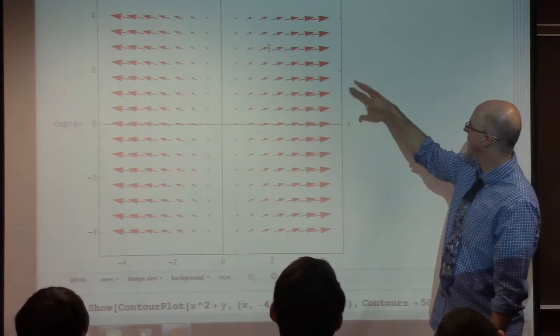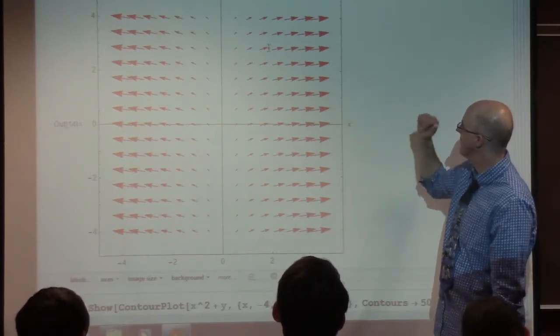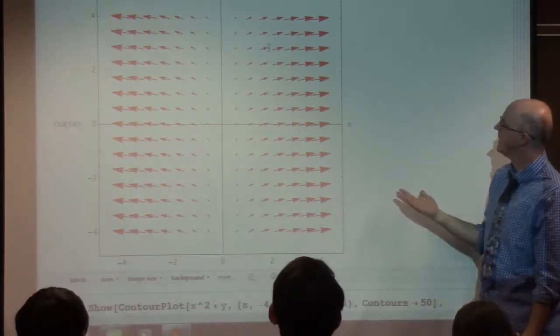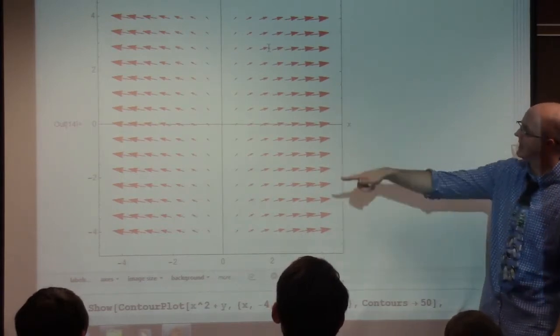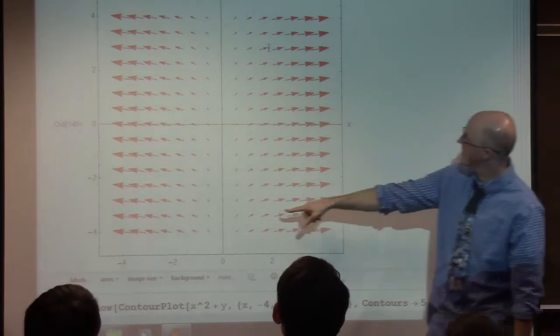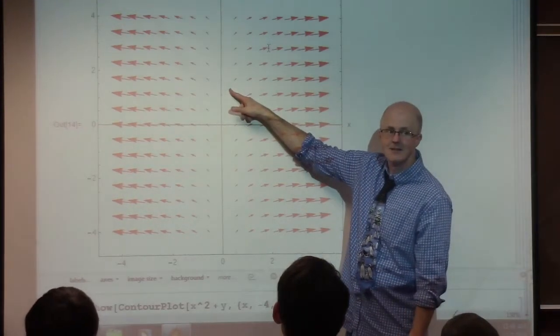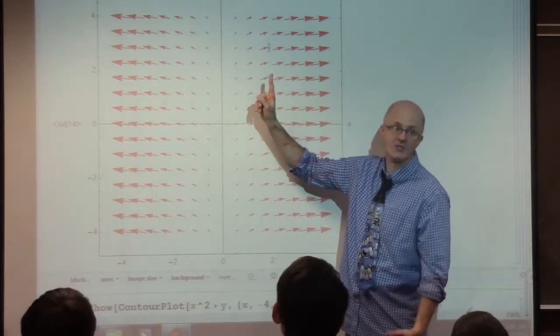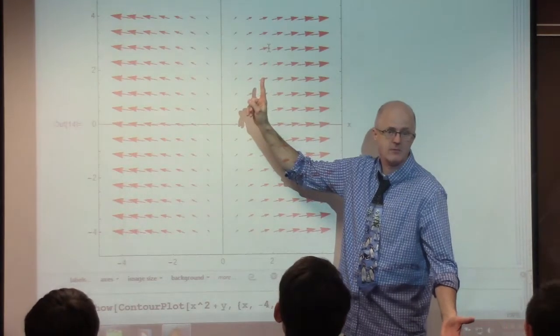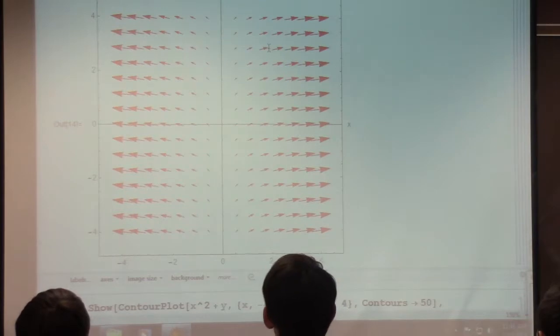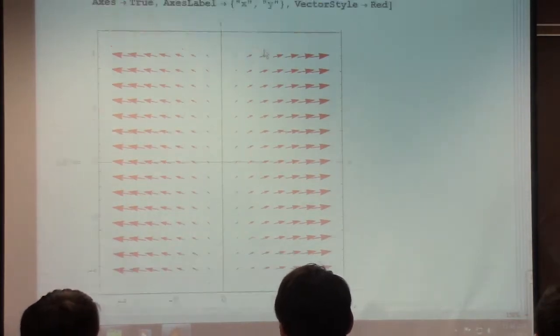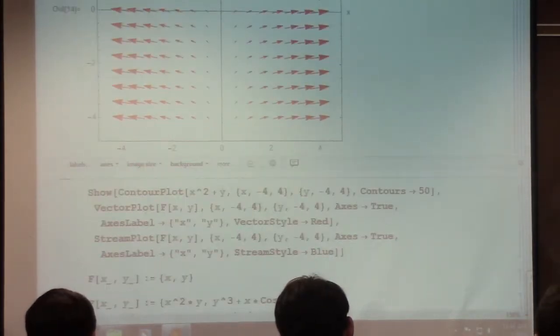But again, ultimately, the vertical displacement of all these vectors is constant. It's always 1. It's the horizontal displacement that changes, either positive when x is positive or negative when x is negative. When x is 0, when you're on the y-axis, all the vectors point straight up. They're all j-hat, really, (0, 1). This is the gradient vector field for the function x squared plus y.